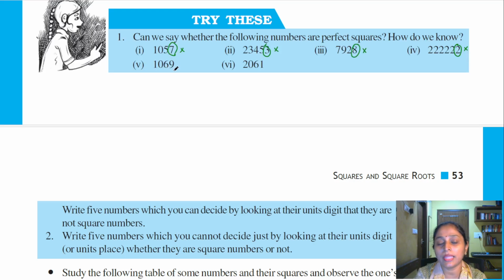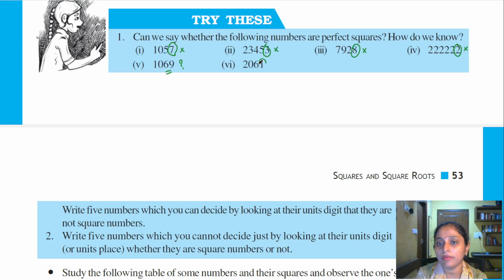If it ends with 9, can we say whether it is a perfect square or not? I cannot say for sure unless I check further. I need to find the square root, or by trial and error, or by factorization, I need to be able to write this as a product of two equal numbers. Okay, I cannot conclude in this case.